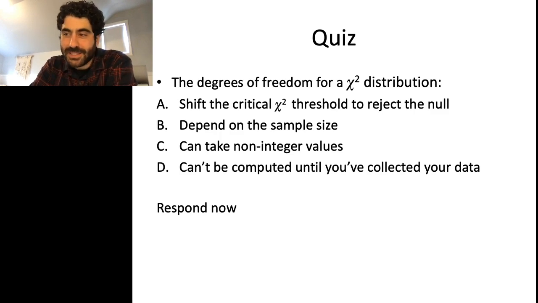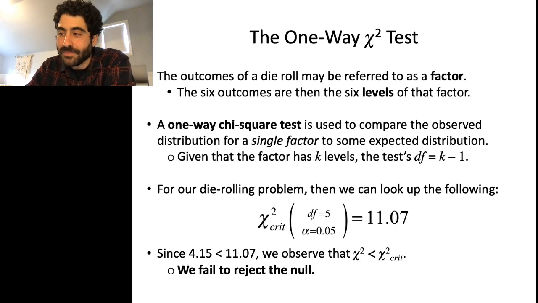Okay, I'm seeing some A's and some B's. B would be the correct answer for things like a t-test, where the degrees of freedom are the number of samples minus one. Here, though, the correct answer is actually A. The degrees of freedom here are the number of levels of this outcome minus one. So in our die case, we rolled the die 120 times, but the degrees of freedom is not 119, it's 5.